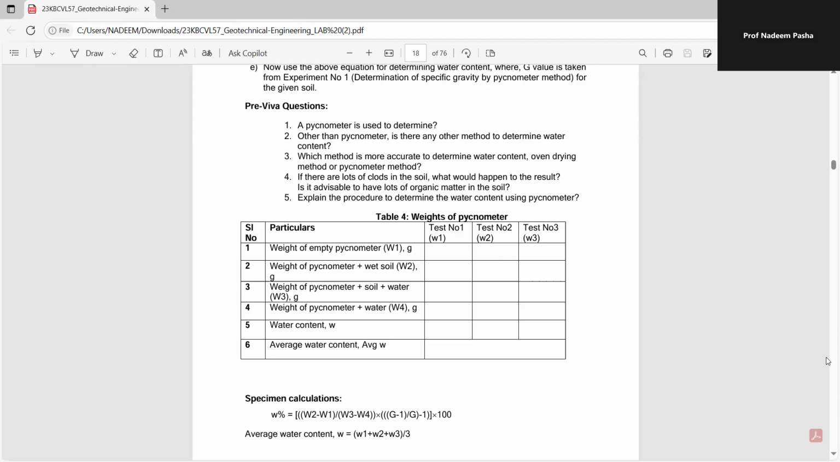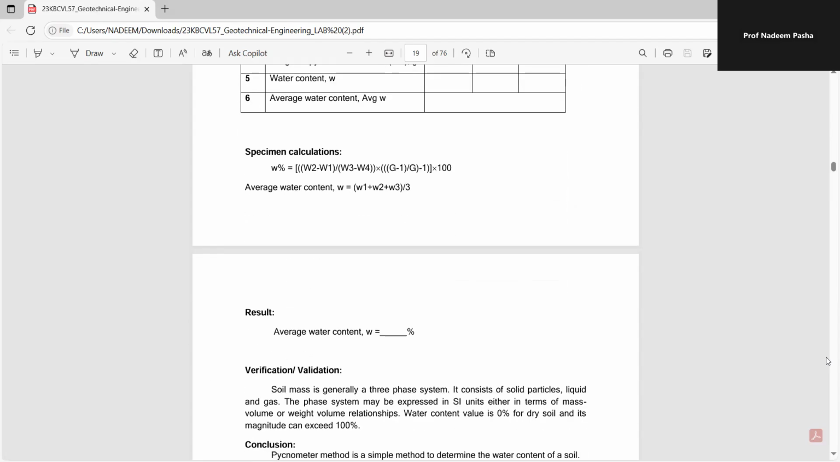So how do you calculate water content? W2 minus W1 divided by W3 minus W1, into G minus 1 divided by G minus 1, into 100. So the average of three readings, W equal to W1 plus W2 plus W3 divided by 3, will give you the average water content.